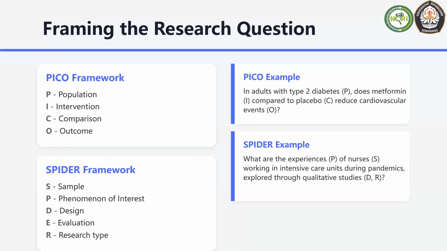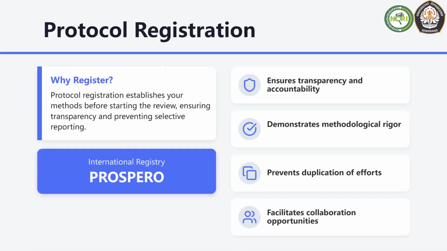The example that I gave where I used the PICOS is: in adults with diabetes type 2, so that is the population, does metformin, so that is the intervention, compared to the placebo, so that is the comparator, reduce cardiovascular events, which is now the outcome. So this question right here is smart, is specific to a population, to the intervention, and also to the outcome. So that's what the PICOS framework helps you with.